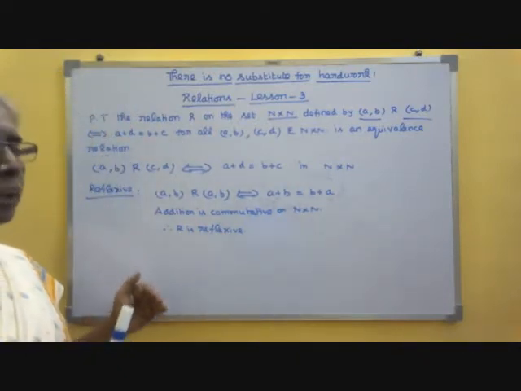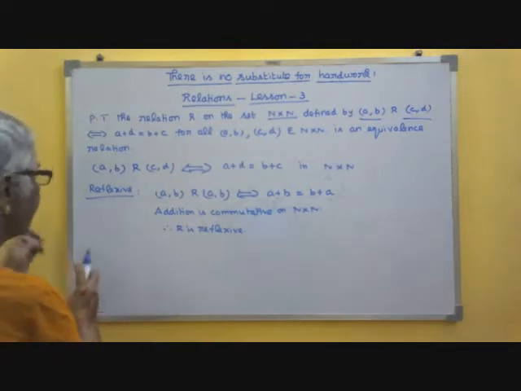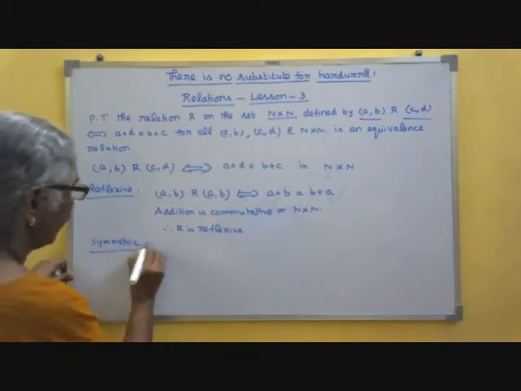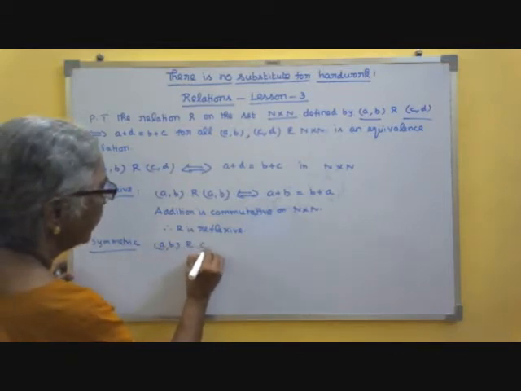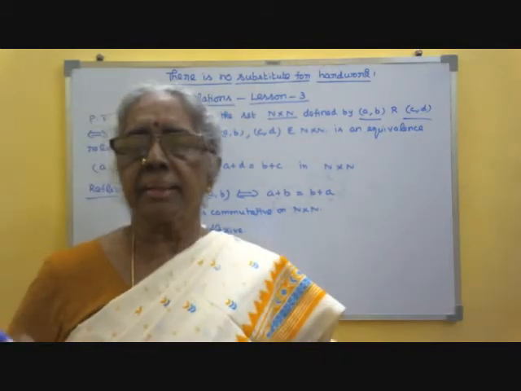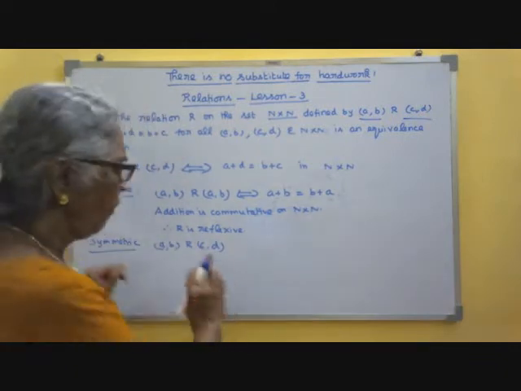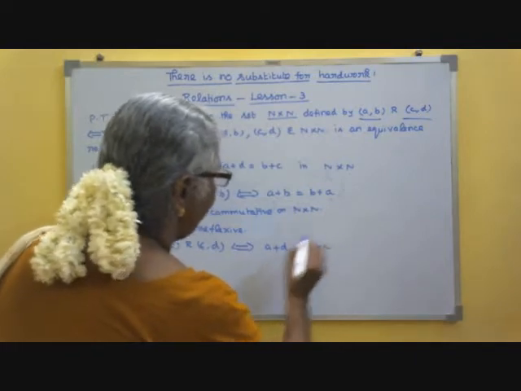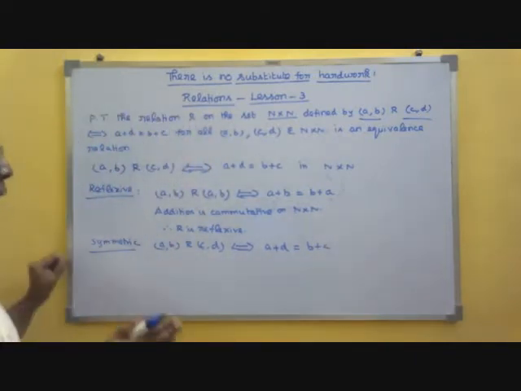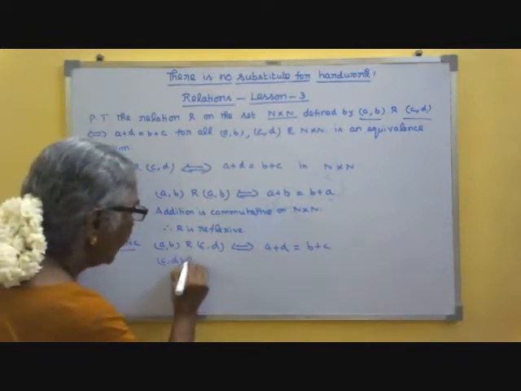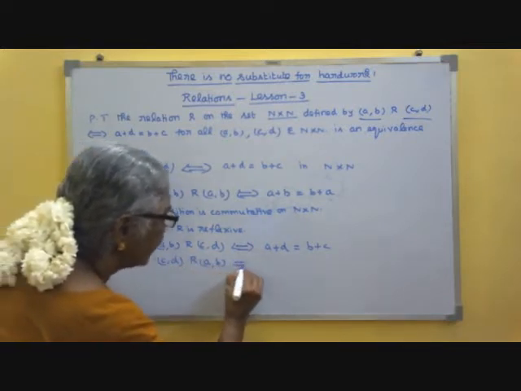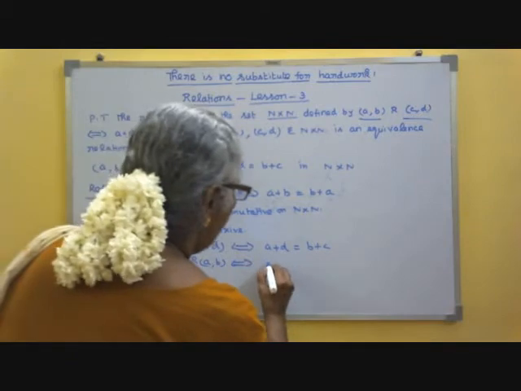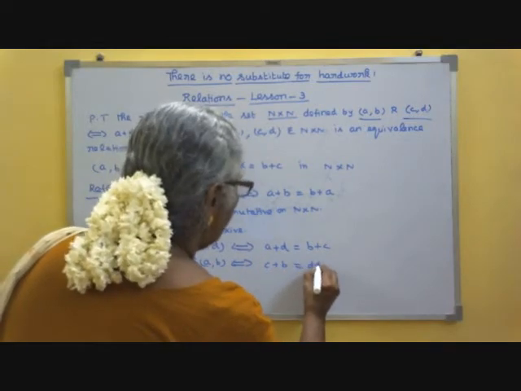Then we have to move on to symmetric. Now what is the definition of symmetric? If (A, B) is related to (C, D), that should imply (C, D) is related to (A, B). So first let us write the rule of relation, that is A plus D is equal to B plus C, right? Now let me see what (C, D) related to (A, B) implies. This is now A, this is B, this is C, this is D. So that is C plus B, that will be equal to D plus A.